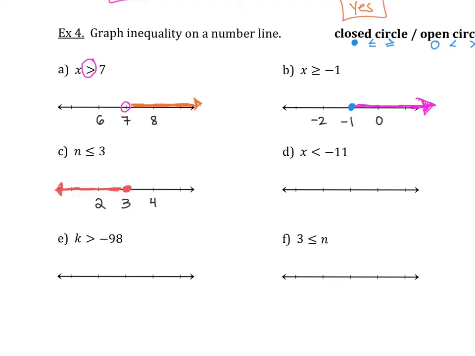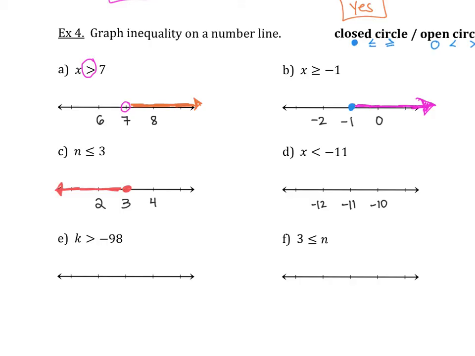Okay, D says x is less than -11. So I'm going to put -11 on my number line because that's the critical number, and 2 other points. If I go to the right of -11, I get -10. If I go to the left, I get more negative, which is -12.